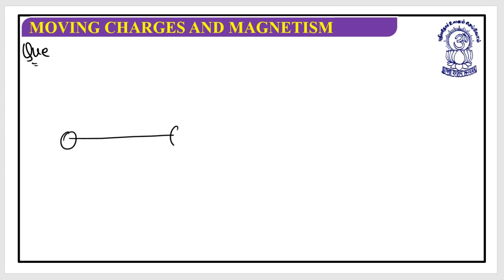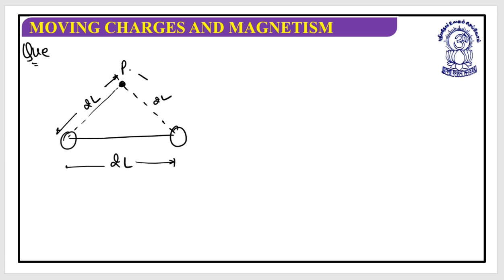This is the first conductor, this is the second. The length is L. It is a point P. Yes, this is point P. Even this would be L, and this would be L. So this is current I that is moving inside the plane, and even this is current I that is moving outside the plane.